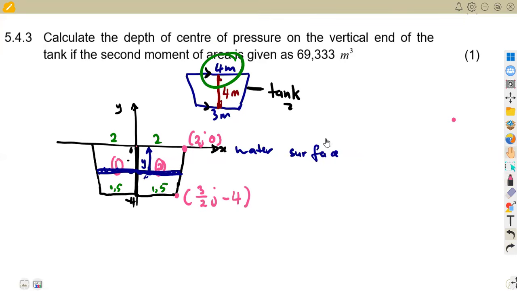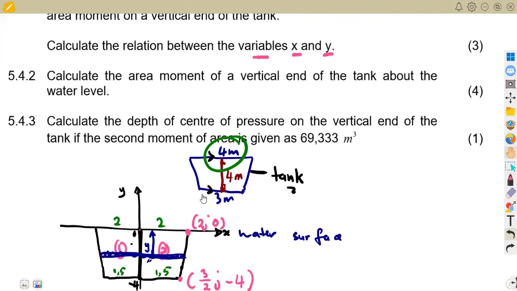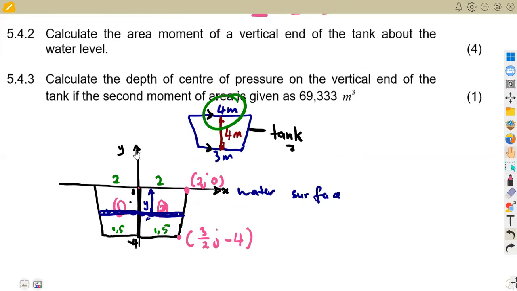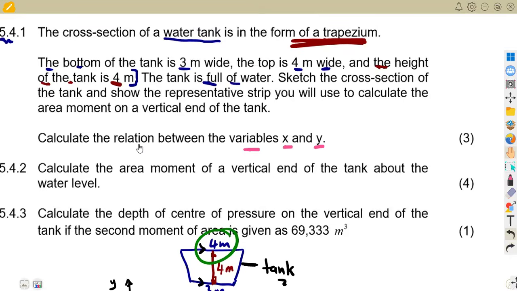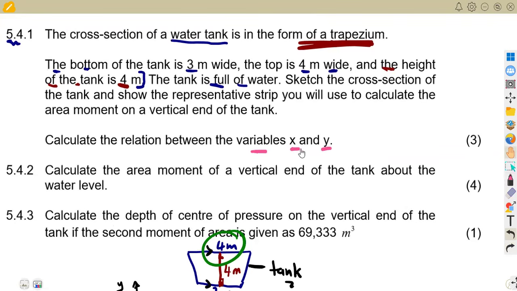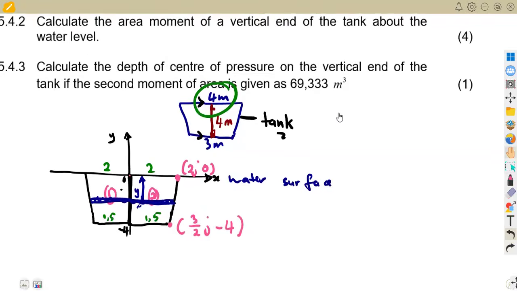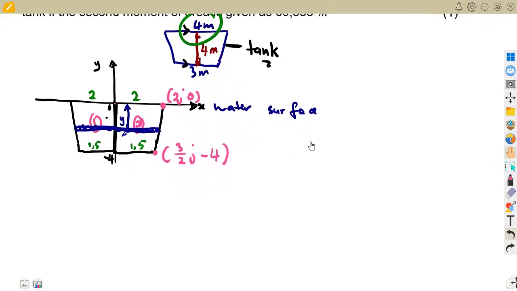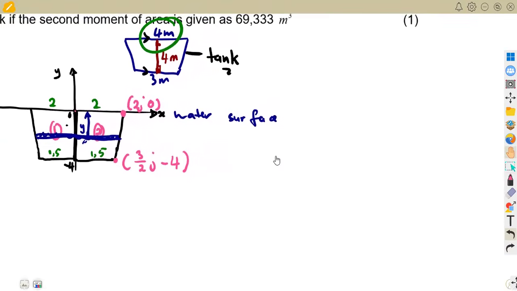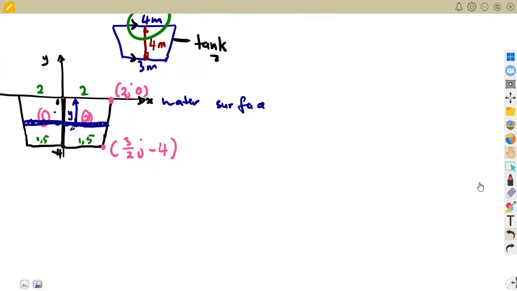But not only this, because they also need us to have the relationship, but for the diagram, it's enough. Like I said, I'm going to draw this below the water surface like that. So calculate the relation between the variables x and y, because of what we know later on, that we're going to calculate the area moment, and the area moment is about x. So it needs us to find an expression of x in terms of y. So we're going to have a relationship that can be found on our line in terms of x and y. So you can take advantage of this line.